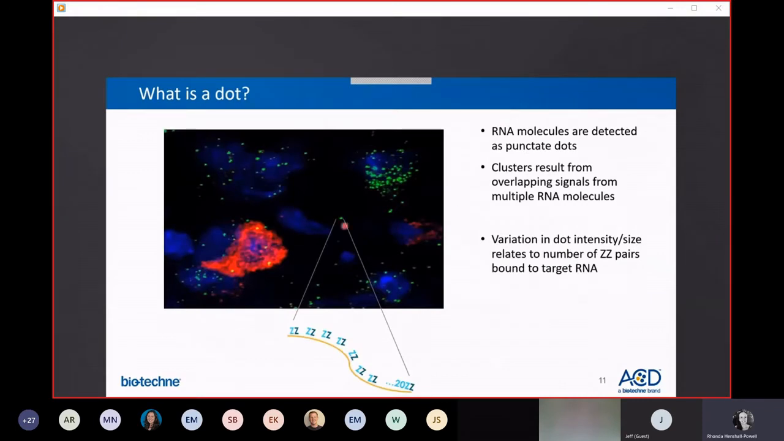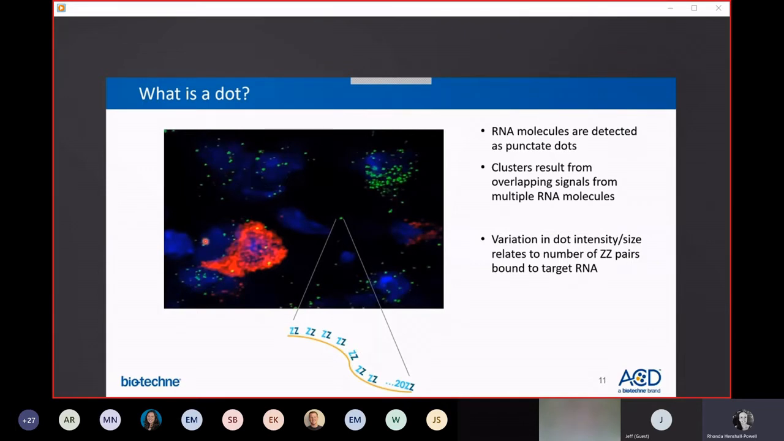So dots, at the end of the day, is what you're looking at under the microscope. For quantification, we really don't care about dot size or dot intensity because the size or intensity of any particular dot just correlates with the number of ZZ pairs that we're able to land on the transcript. So it doesn't tell you anything biologically relevant or interesting to look at the dot size. You're looking for dot number if you're quantifying.